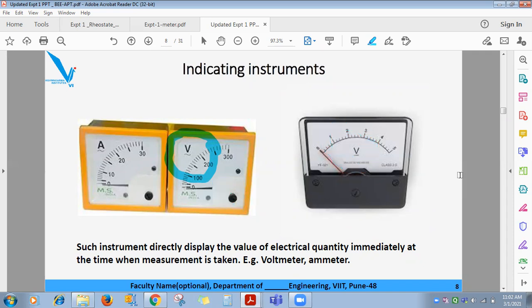Okay, so which ones are these instruments? See, this is the scale. It starts from 0 and where does it end?